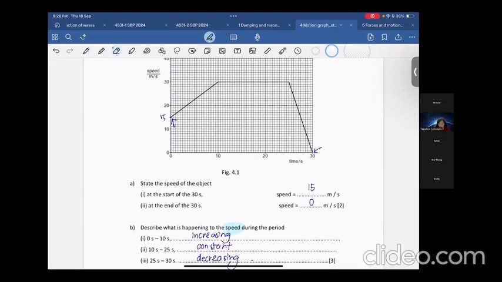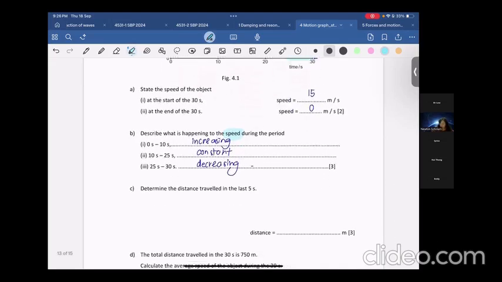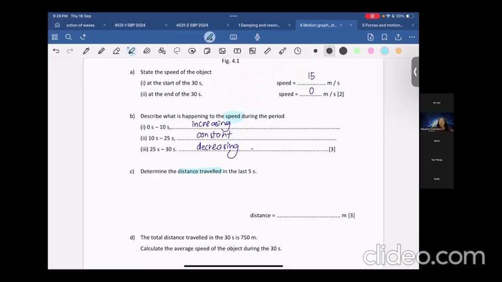Okay, can you calculate the distance traveled in the last 5 minutes? Last 5 minutes is here. Okay, boys and girls, count and then tell me your answer. What is your answer for the last 5 minutes? How far did they travel?